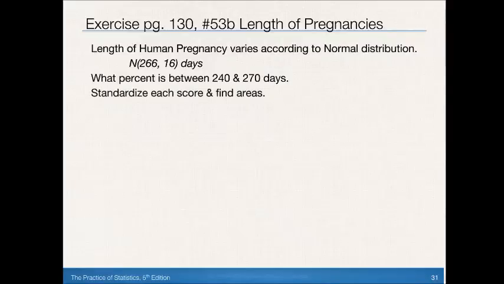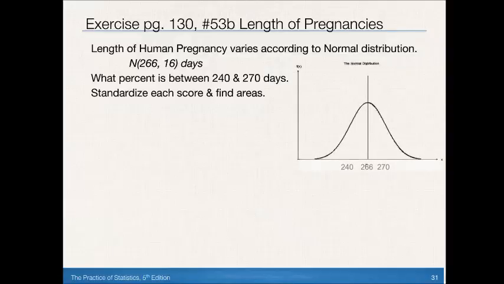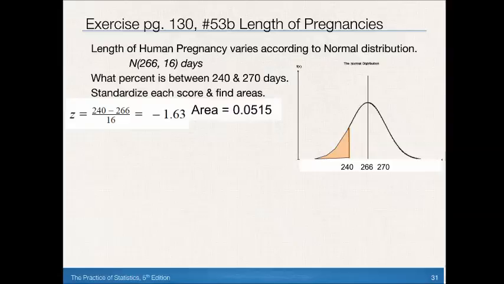Okay, so we standardize both of the areas. First we sketch it out. We put the mu here, but now we're going to standardize. So we first find the area of the 240. So that comes out to negative 1.63. We already calculated that once, right? And then that area is 0.0515 from the table.